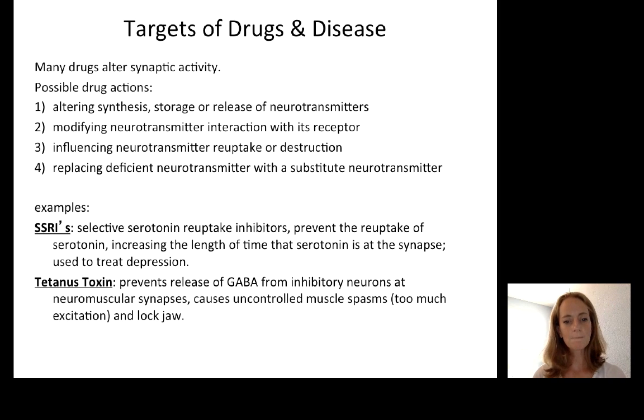and that can help patients who are suffering from clinical depression. Another example is tetanus toxin, which prevents the release of GABA from inhibitory neurons at the neuromuscular junction, and this can cause uncontrolled muscle spasms. Too much excitation, locking up of the muscles because they're not able to relax, and that is why tetanus is often referred to as lockjaw, because you'll lock the muscles in your jaw and they will get stuck that way because you can't unlock them.